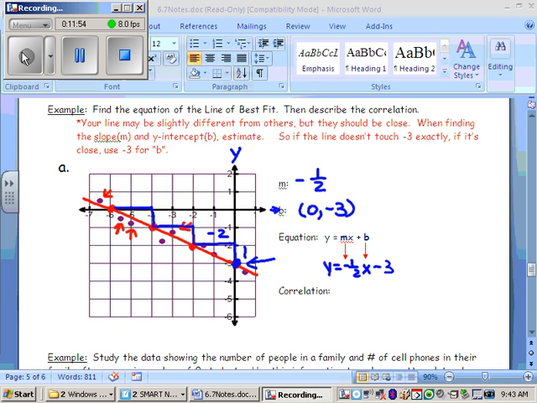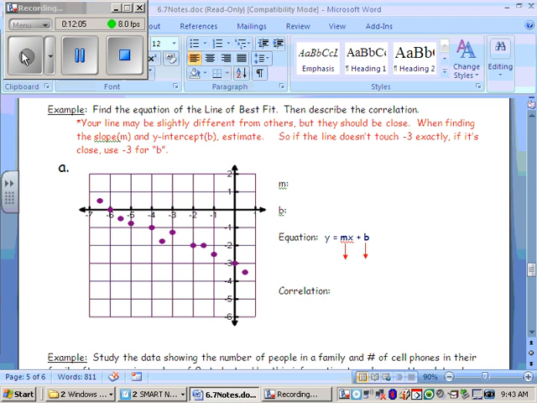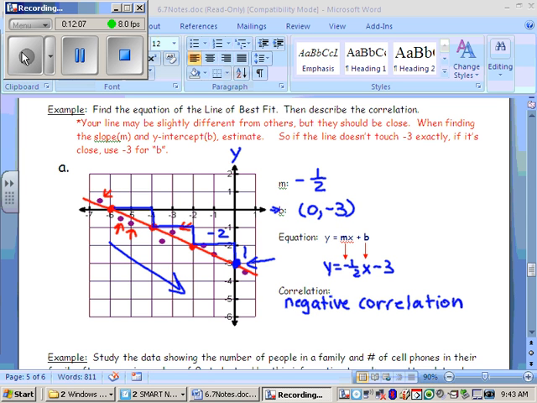Now when we describe our correlation, notice the line is going down from left to right. So it's a negative correlation, which shows as one thing increases, the other decreases. Let's take a look at the next example.